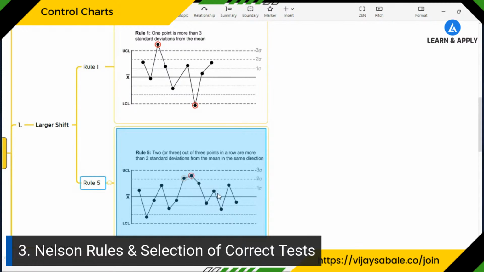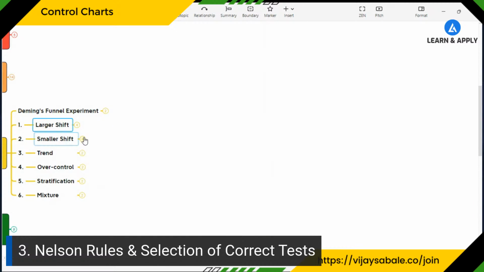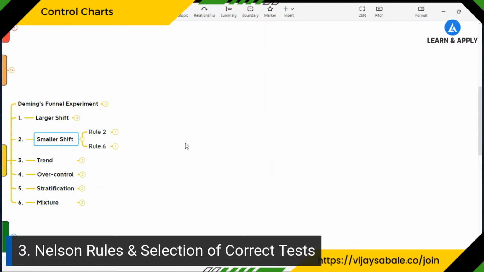So this is again indicating the larger shift, and we must take the actions as soon as we detect this rule as a presence of special cause. Right? So this is the larger shift. Now let's go to the next category, which is smaller shift. Smaller shift can also be detected by two rules, rule number 2 and rule number 6.